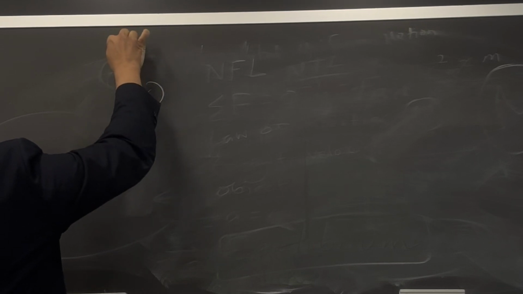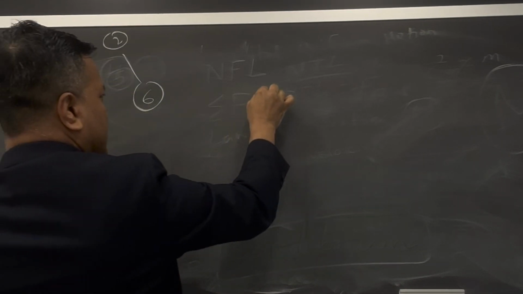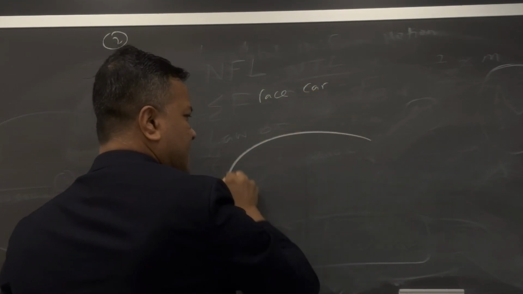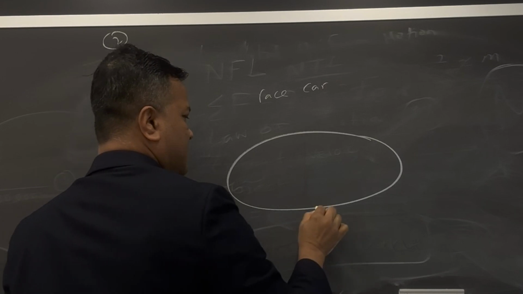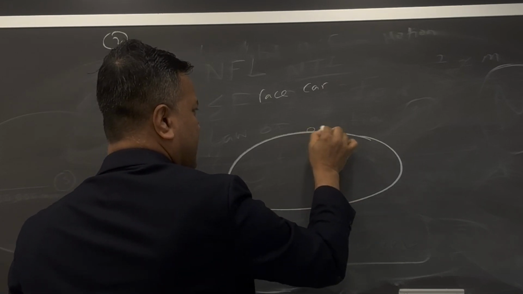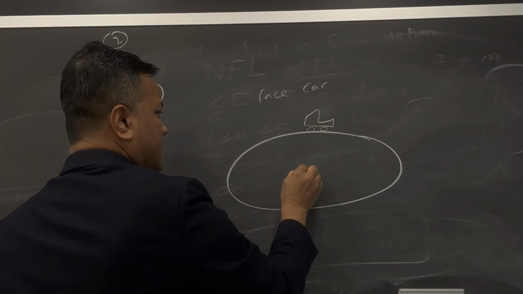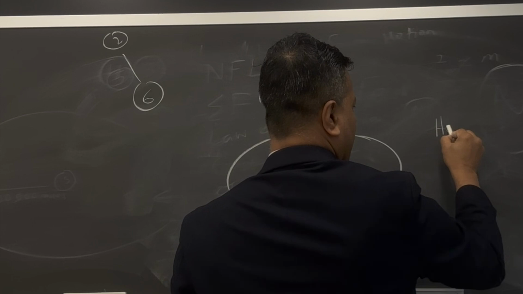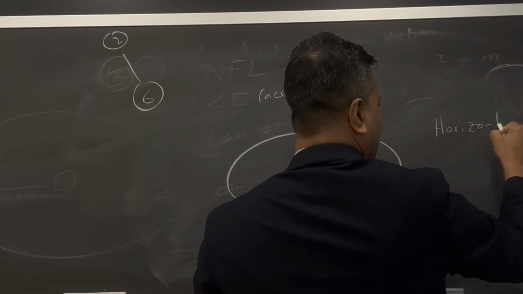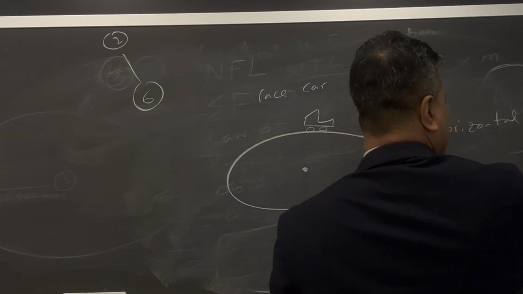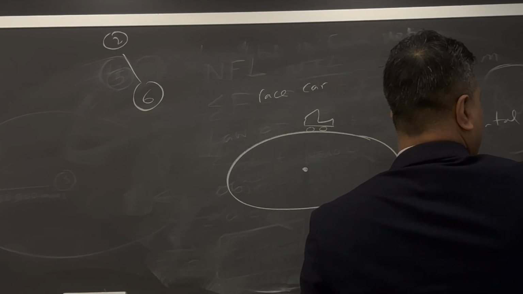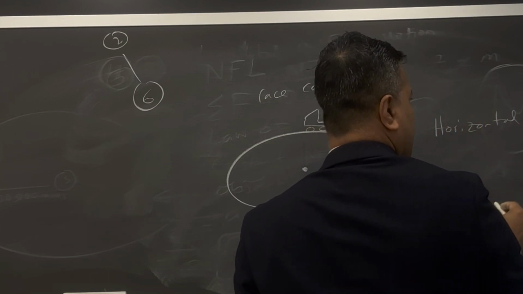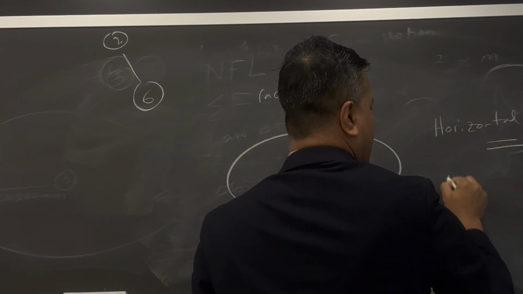So 6 is similar to 2. Why? Because a race car moves in a flat circular path. So a flat circular path, and there is a center. So the horizontal circular path is equal to a flat circular path.